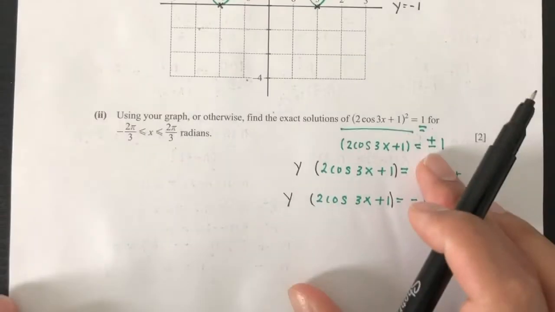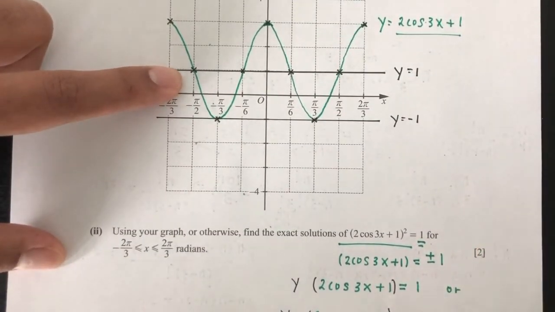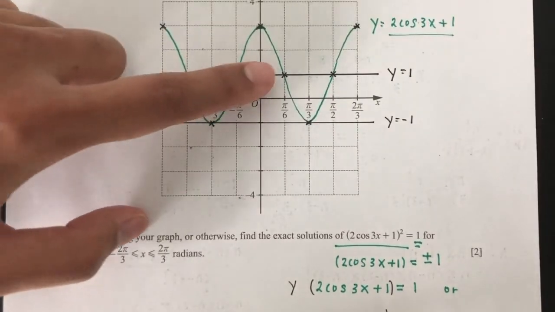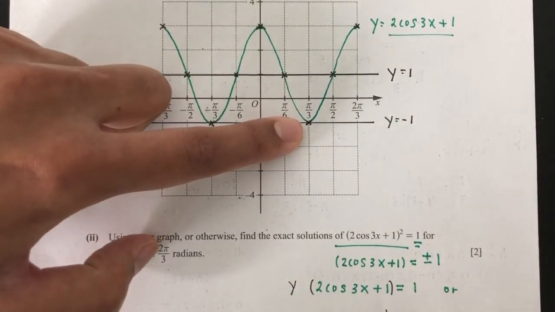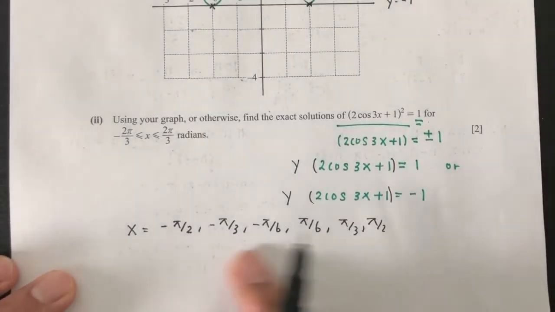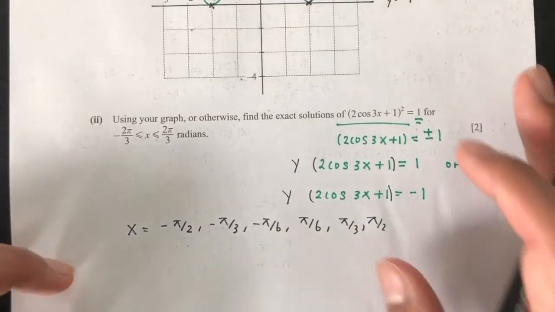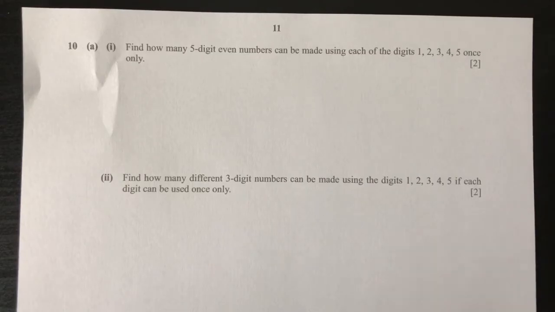So let's write this down. The possible values of x will be, first one according to your graph, minus pi by 2. Then we have minus pi by 3, minus pi by 6. Then we have pi by 6, pi by 3, and pi by 2. So these will be your solutions for this equation. You have 1, 2, 3, 4, 5, 6 solutions. And that will be your question number 9. Let's move on to question number 10.